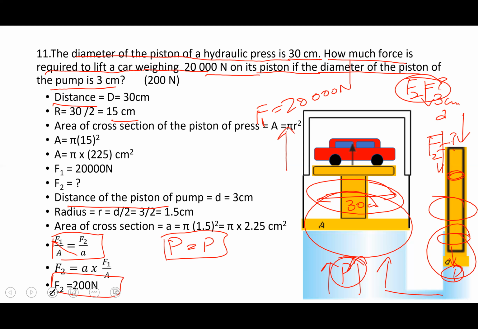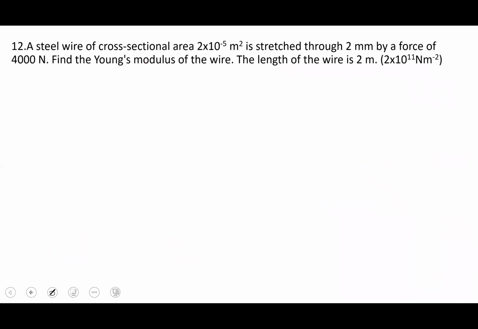200 Newton is going to be applied over here, so that we can find out the force of the piston by which it was being pushed. So it can push 20,000 Newton on the other piston.